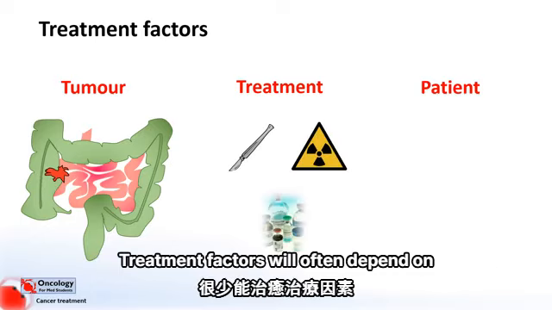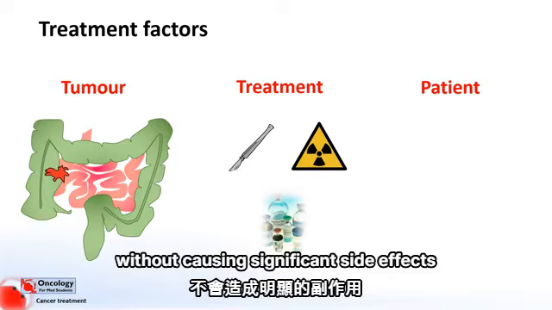Treatment factors will often depend on how available a treatment is and how likely it is to work as intended without causing significant side effects. Finally, but often most importantly, are patient factors. This will include how fit a patient is. For example, in some cases, the most ideal treatment might be radical surgery to try and cure the tumour. But what if the patient has other medical problems, like heart failure and lung disease, which means they're most likely not able to survive a surgery, or if they do, they might have significant side effects?